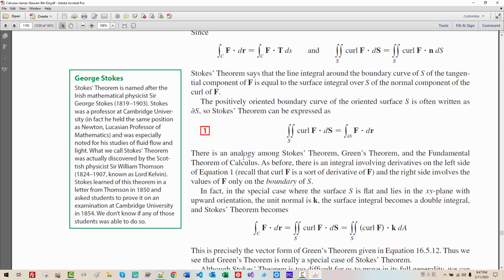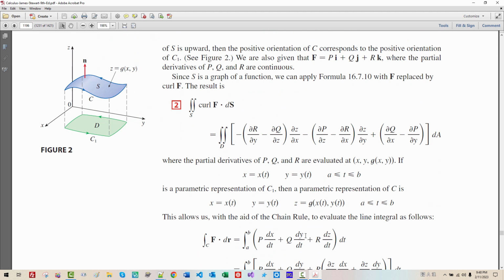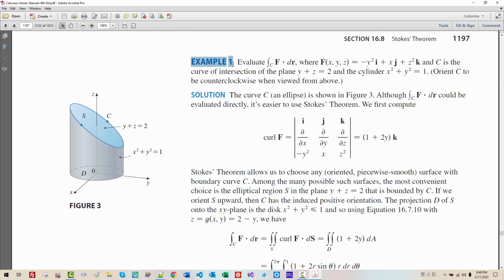I am very glad that I finally understand Stokes' theorem. So, the line integral over the curve is equal to the surface integral. I will not explain the theory about Stokes' theorem. Instead, I will solve example 1 in my current episode.